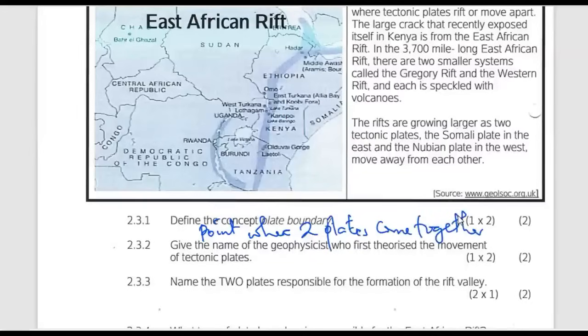We are saying we are floating pieces of the Earth's crust, which are floating on top of the mantle. And what is a boundary? It means there is a point where they are coming together, or where they are split. That is a boundary.